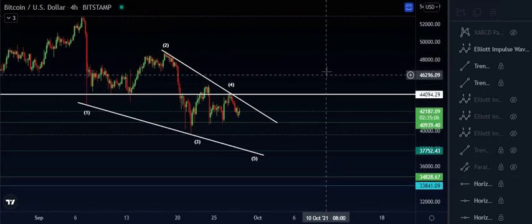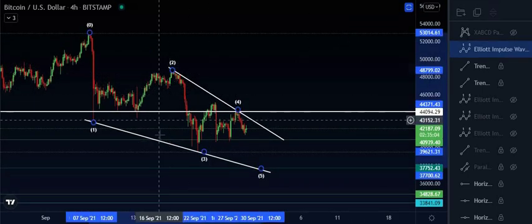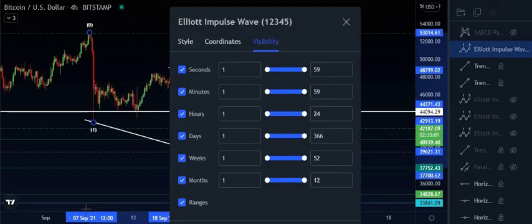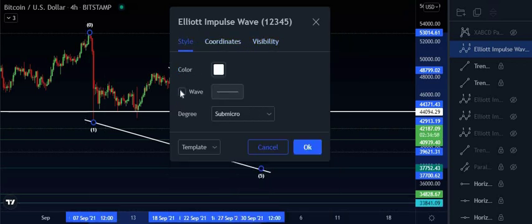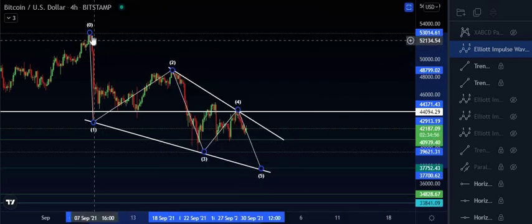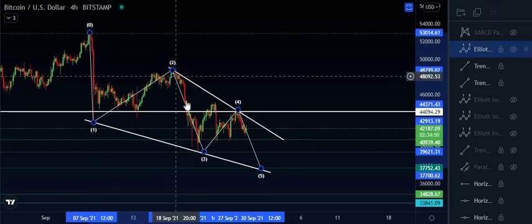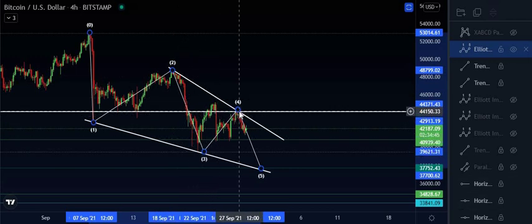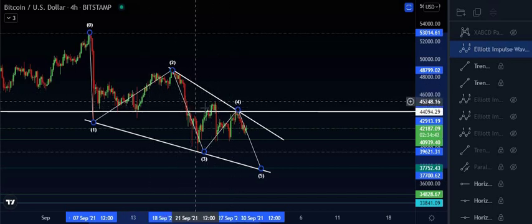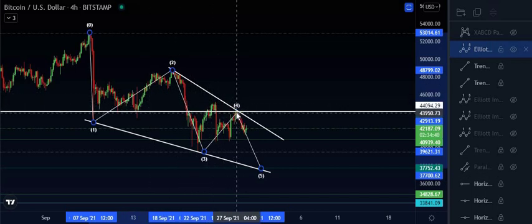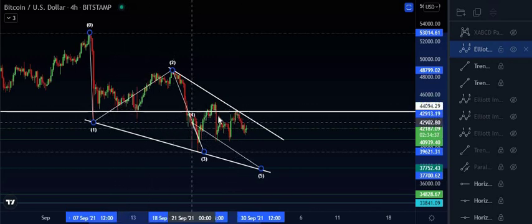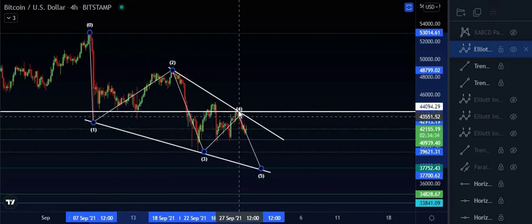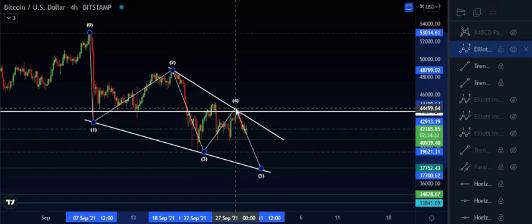Alright, so now this being, let me bring this out. So this being our wave 1, right? We've gone up for wave 2, came down for wave 3. Now this is our wave 4. Now why does it classify to be a leading diagonal? It is because the wave 4 is overlapping with the wave 1, which only happens when it's a leading diagonal. This is why I think this is the most likely scenario playing out currently.